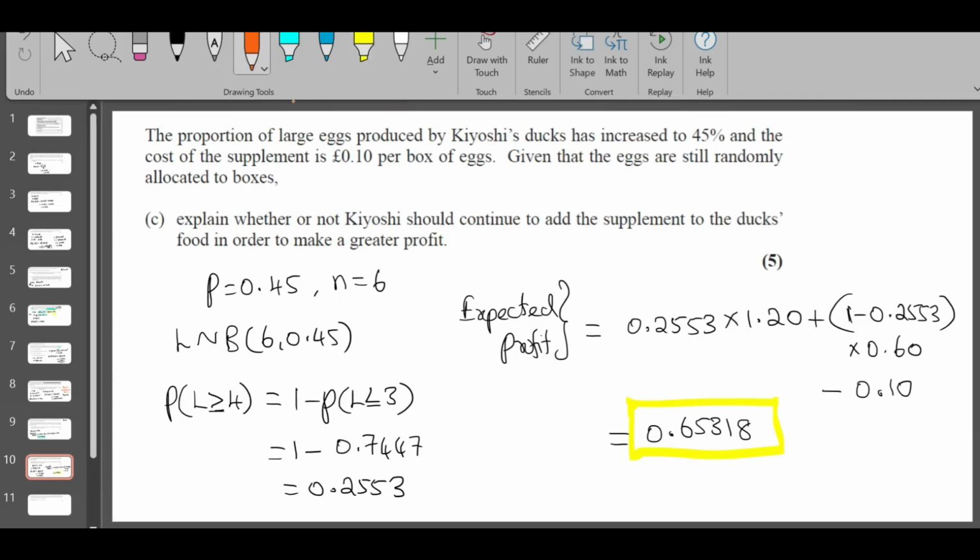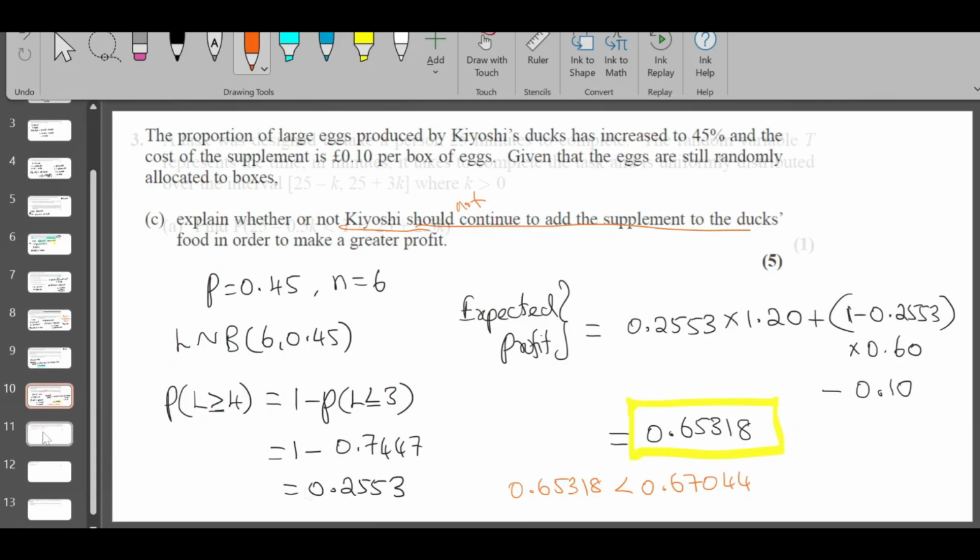So you need to write the conclusion. You need to write 0.65318 is less than 0.67044, the previous value. Therefore, he or she should not continue to add the supplement because that's not increasing his expected profit. So you have to write the conclusion at the end.